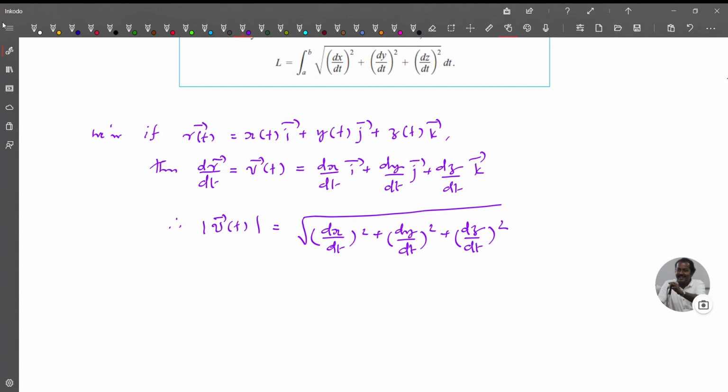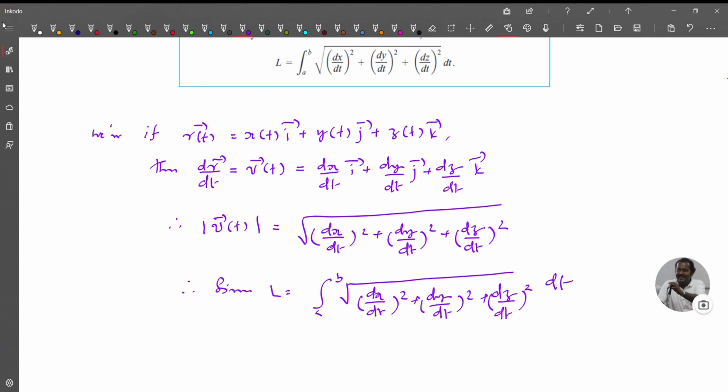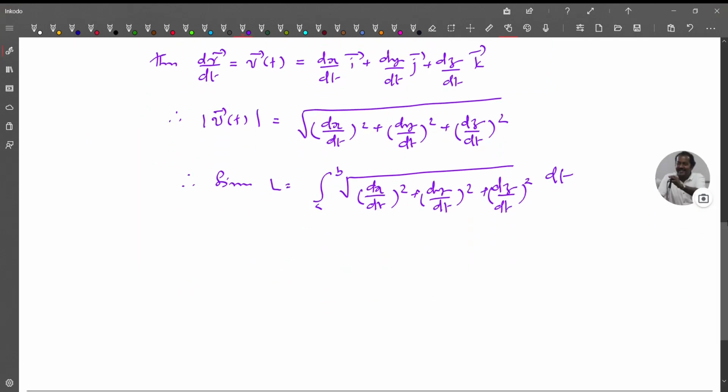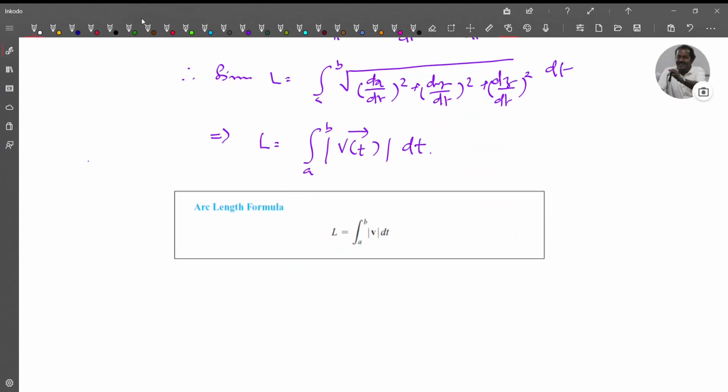Therefore, since L equal to integral a to b square root of (dx by dt) the whole square plus (dy by dt) the whole square plus (dz by dt) the whole square dt, this implies L equal to integral a to b modulus of v of t dt. So this is known as the arc length formula. That is, L is equal to integral a to b modulus of v dt.